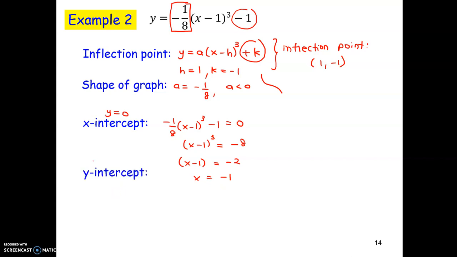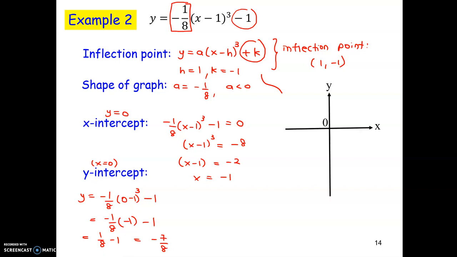So the x-intercept is x equal to -1. For the y-intercept, we have to let x equal to 0. So y is equal to -1/8 times (0 minus 1) cubed minus 1. So this is -1/8 times -1, which is 1/8. So 1/8 minus 1, which is simply -7/8.